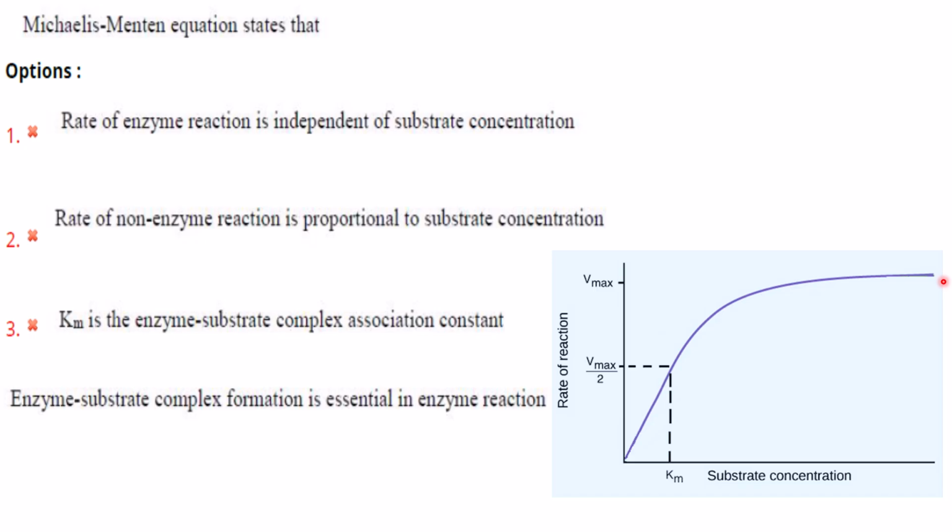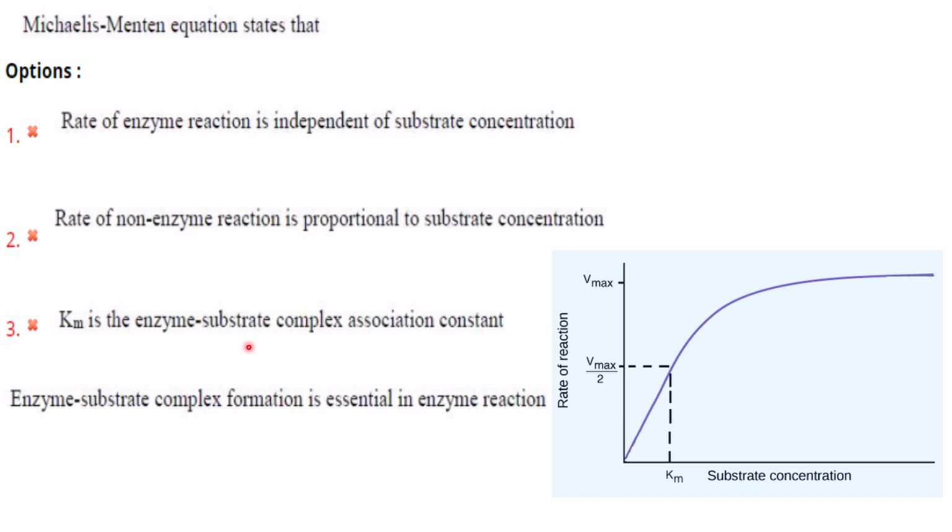So as substrate concentration increases, rate of reaction increases in the beginning, but as the substrate concentration becomes more and more, it reaches the Vmax. So the statement that the rate of enzyme reaction is independent of substrate concentration is not correct. Then, the rate of non-enzyme reaction: they have asked about the Michaelis-Menten equation, which is for enzyme catalyzed reactions, not for non-enzyme reactions.